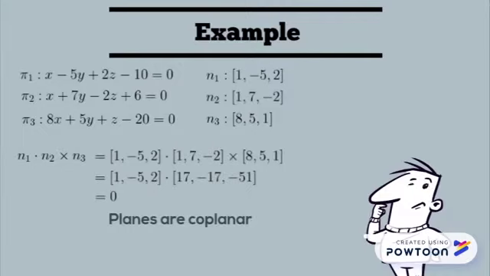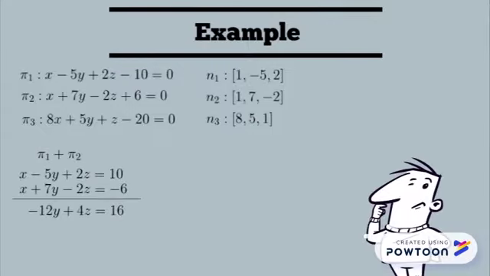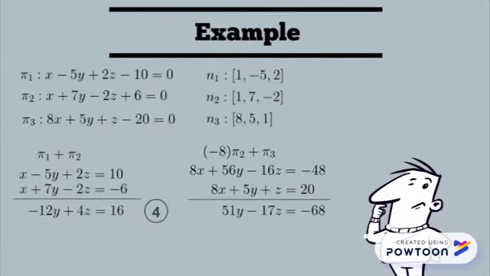So with the volume test equal to 0, this means they are coplanar. Next, we must solve the system. If it is a true statement, then the planes intersect in a line. Or if it's a false statement, then the planes intersect pairwise. Let's work with pairs of equations. We want to eliminate one of the variables. We'll eliminate x. Pi1 plus pi2 equals -12y plus 4z equals 16. We'll call this equation 4. Then pi2 times -8 plus pi3 equals 51y minus 17z equals -68. We'll call this equation 5.